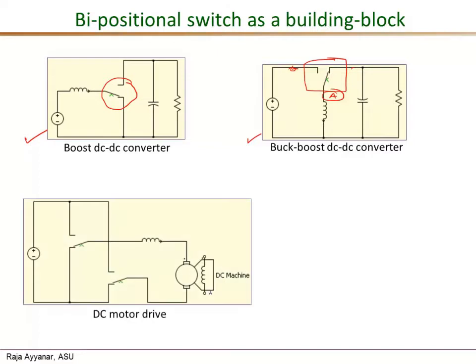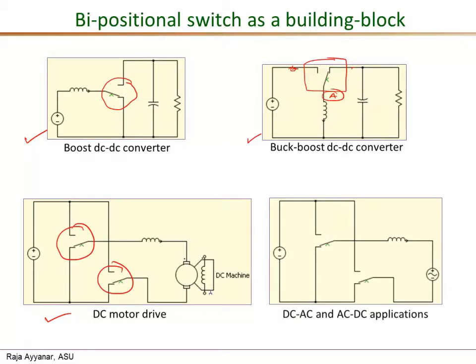Similarly, if you look at slightly more complex converters like a full-fledged 4-quadrant DC motor drive, where we can adjust the speed, the direction of rotation, and the torque, both positive and negative torque, regenerative braking, that DC motor drive can be realized using two bipositional switches as shown here. This is switch 1, this is switch 2.